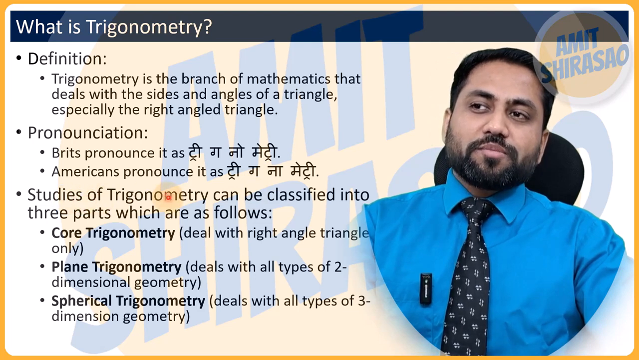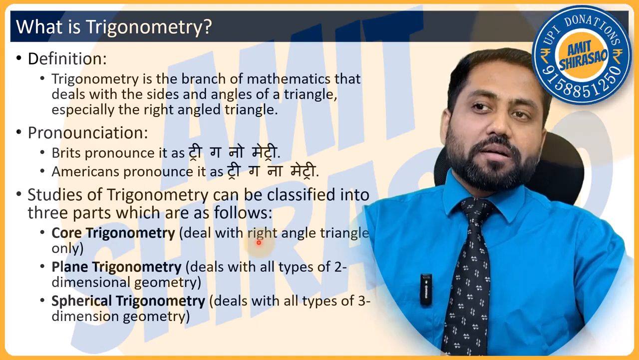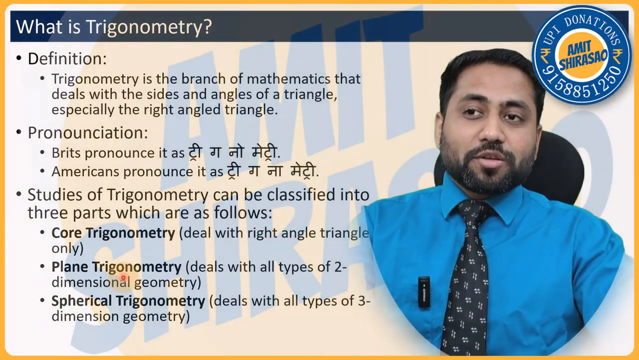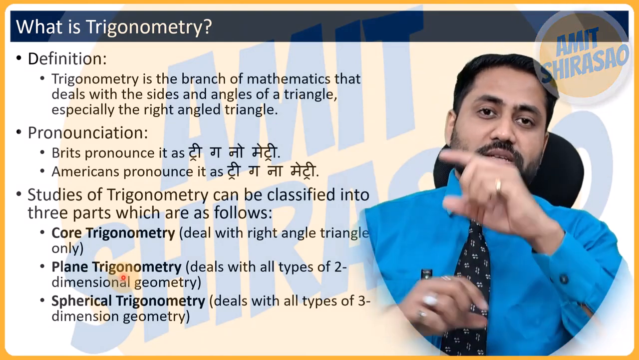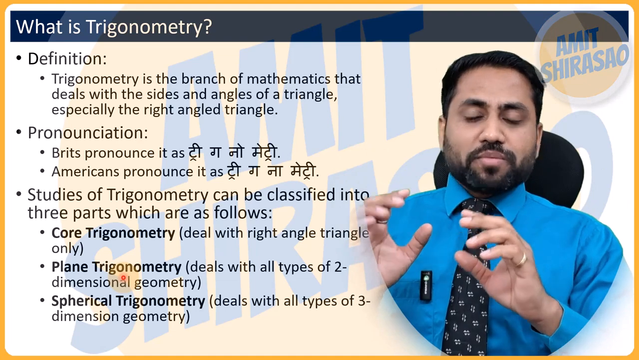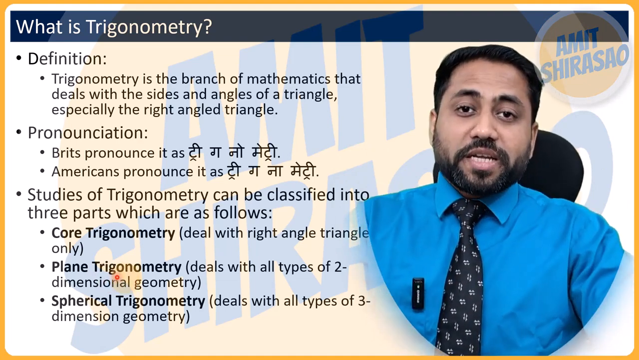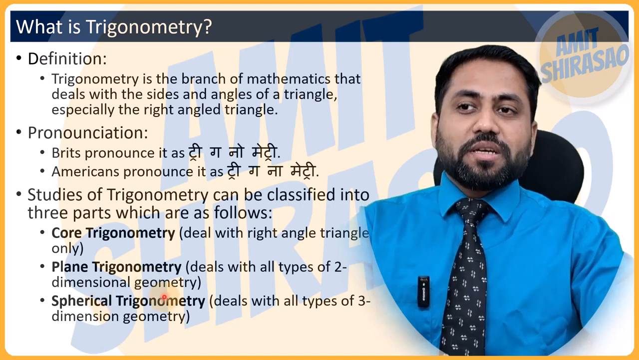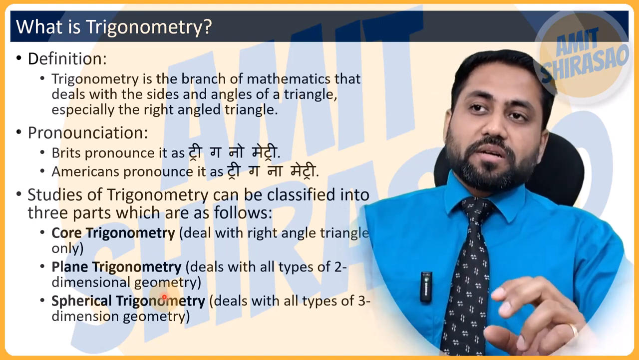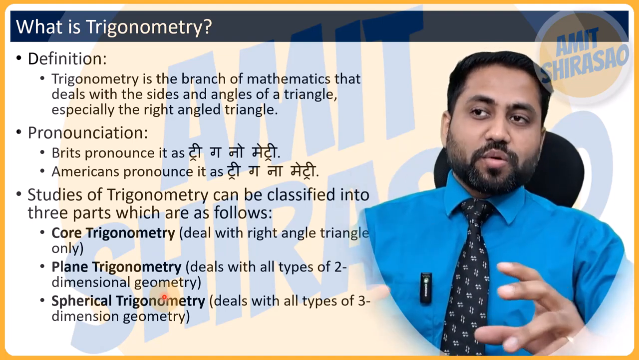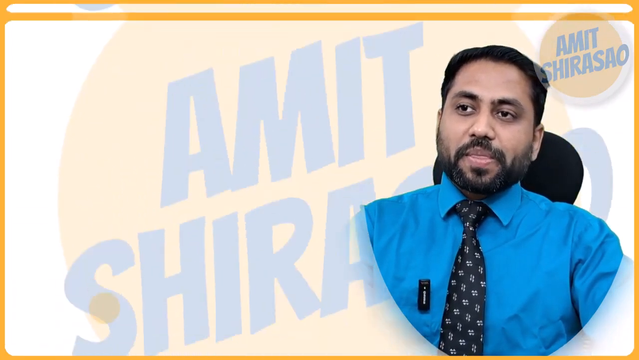Study of trigonometry can be classified into three parts: core trigonometry, which deals with only right angle triangles; plane trigonometry, which deals with all the 2D shapes like a triangle, square, rectangle, or maybe ellipse, anything 2D. That is called plane trigonometry. And spherical trigonometry basically deals with all the 3D shapes. So a sphere, a pyramid, all these will be covered in spherical trigonometry.